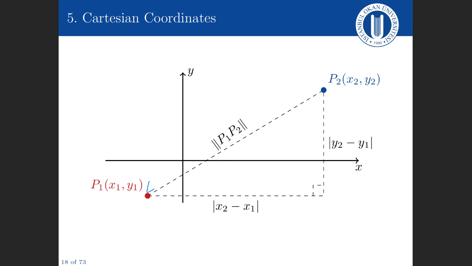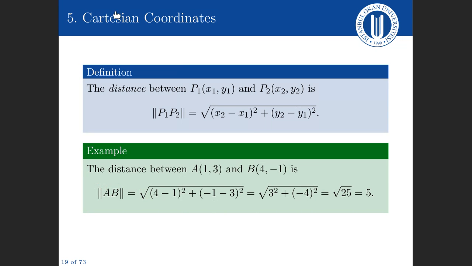The length of this diagonal line, in other words, the distance between P1 and P2, we write like this: 2 vertical lines, P1, P2, 2 vertical lines. And because this is a right angle triangle, we can use Pythagoras to find a formula for the distance between P1 and P2 in terms of x1, x2, y1, and y2. Of course, using Pythagoras, the distance between P1 and P2 is given by this formula: square root of (x2 minus x1) squared plus (y2 minus y1) squared.